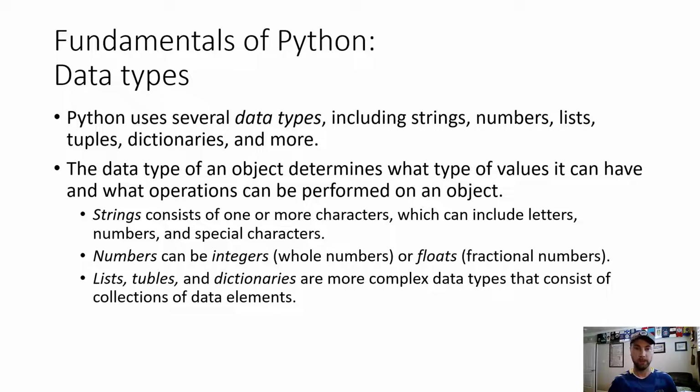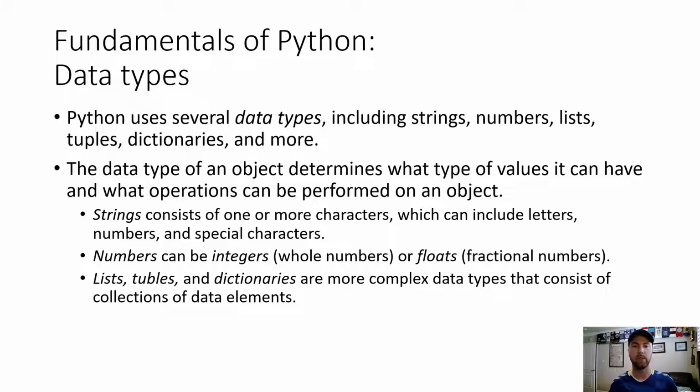So the data type of an object determines what type of values it can have and what operations can be performed on that object. So strings consist of one or more characters, which can include numbers, letters, and special characters, and they have to be in quotes. All right, so that means that if you've got a string within quotes and it's, we'll say 1 plus 1, it doesn't equal 2. It literally just means 1 plus 1 because it's text. It's not numerical. Numbers, on the other hand, can be integers, which are whole numbers, 1 plus 2 in this case, or floats, which are fractional values. So 1.0 plus 2.0, okay?